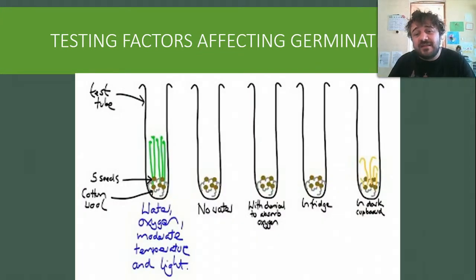Now, how can we test this? It's very simple. We put some test tubes in, cotton wool down the bottom, and we'll test this in class. You put a bunch of seeds in, and here we've got water, oxygen, right temperature, and light, and it grows quite well. Here it's got everything except for light, and you can see that it germinates fine, but once it's above the ground, it's quite weak. Here in the fridge, it's not going to happen. With no oxygen to absorb, it's not going to happen. And with no water, it's not going to happen.